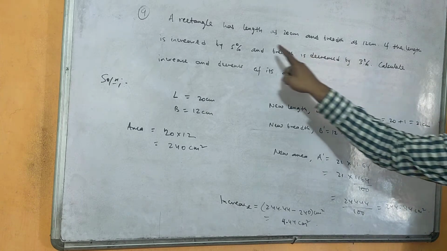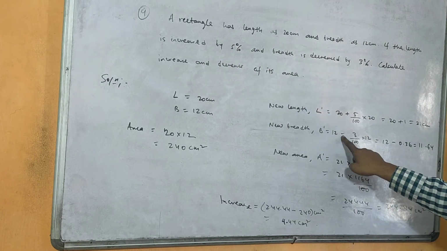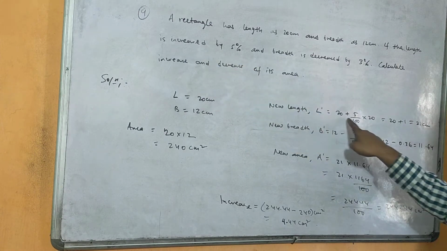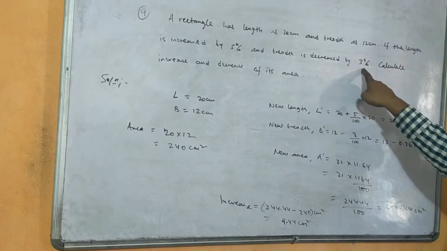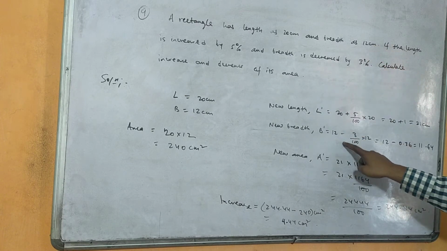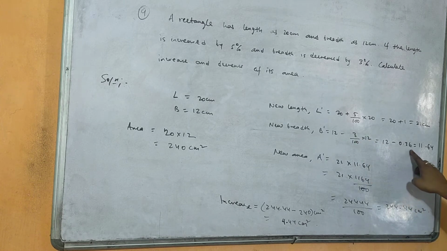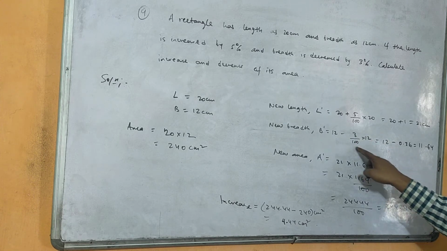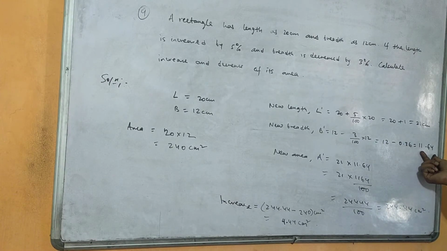So length was increased. Now breadth is decreased. As it is decreased, so it is minus. It was increased, so it was plus. Right? So decreased, how much is it decreased? 3%. That means initial was 12. 12 minus 3 by 100 into 12. 3 12s are 36. That is 12 minus 0.36. That means 36 divided by 100, 0.36. So when you subtract, you will get 11.64.